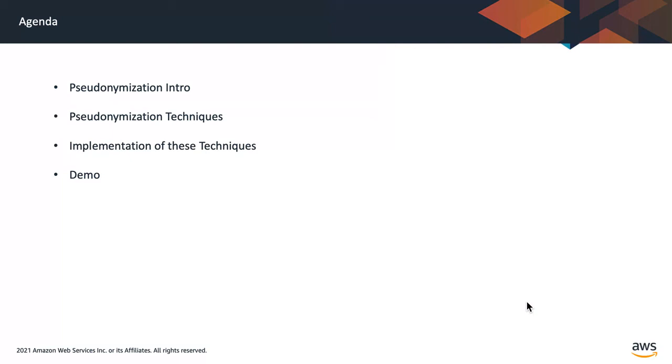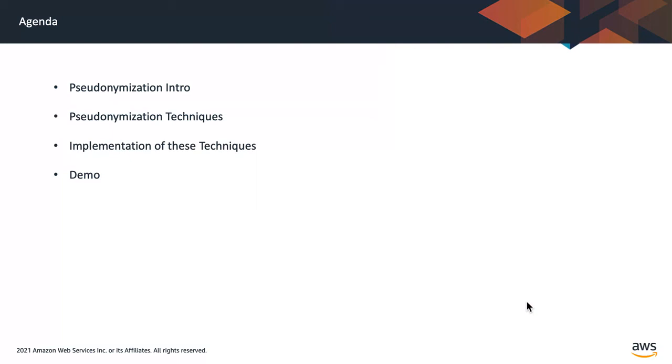So in the intro, we'll cover the difference between the pseudonymization and the anonymization, and then we will cover a few different techniques that can be used to pseudonymize the data. And then we'll discuss the POCs of those techniques. And finally, we'll see a small demo on how to use the PG crypto function for the pseudonymization.